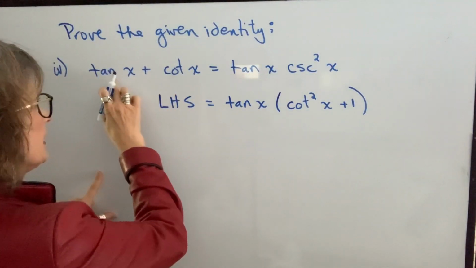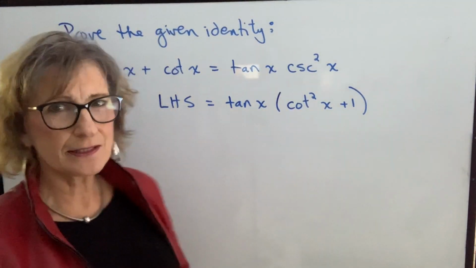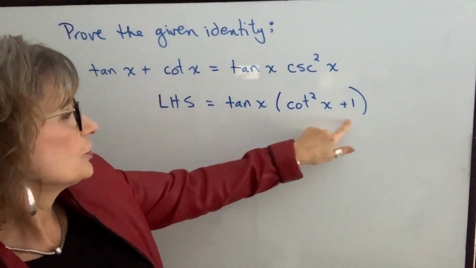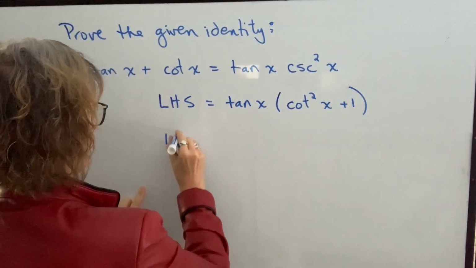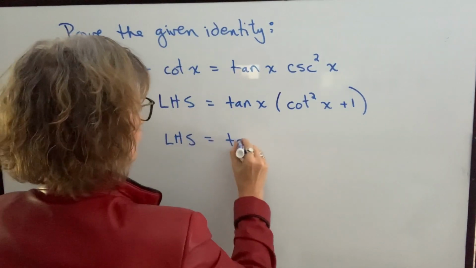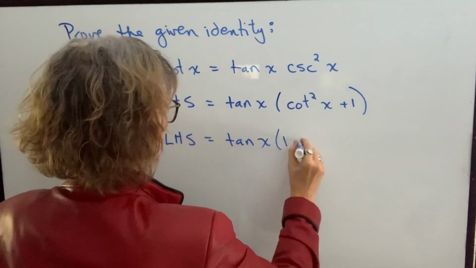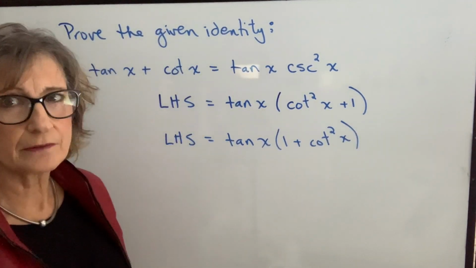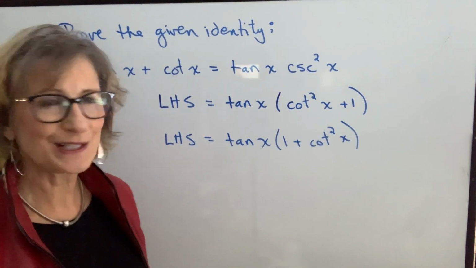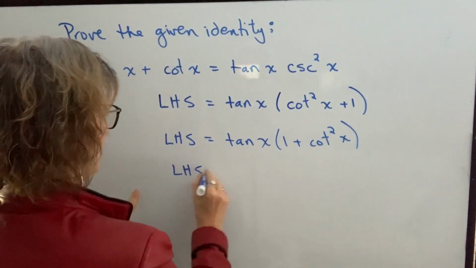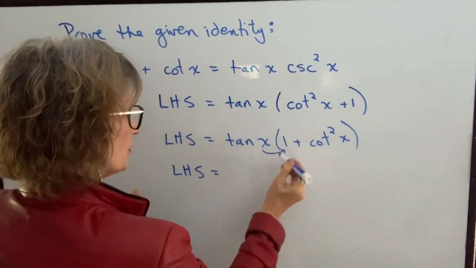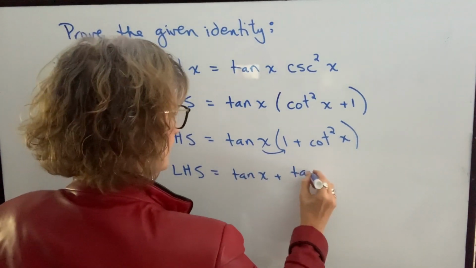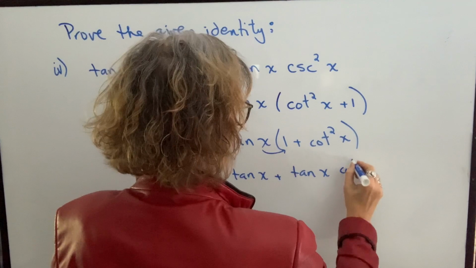Often when I'm doing my identities, I'm looking to see where I'm going. Okay, this is where I'm going. So I'm just going to change the order of those two terms. And if you would have written it like that initially, that would be fine as well. I'm just showing all my steps so I don't lose anybody. Now what I'm going to do is I'm just going to multiply that through. So I'm going to get tan of x plus tan of x times cotangent squared of x.